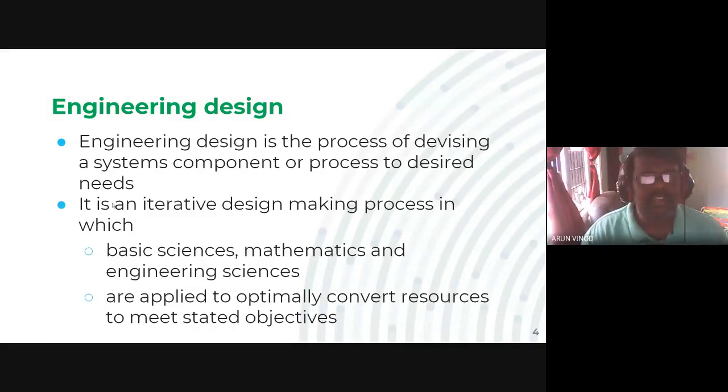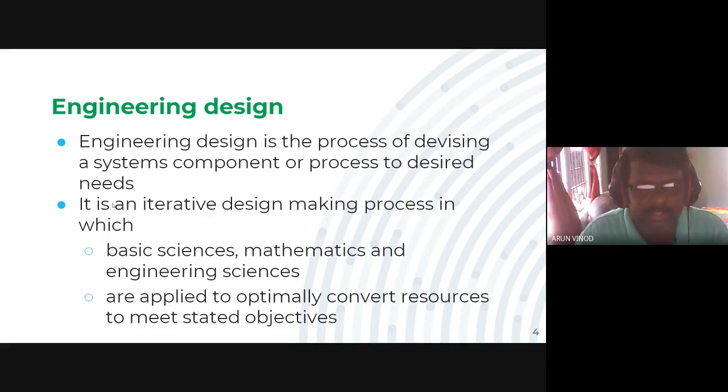So what is engineering design? Engineering design is the process of devising a system component or process to meet design needs. So you are going to design a particular product, and for that, you are creating a process. With the help of this process, you will be able to create a product. That is what engineering design is, the process of devising a system component.